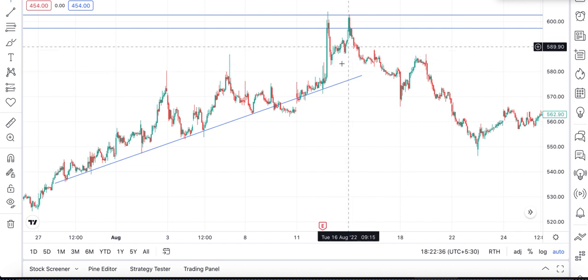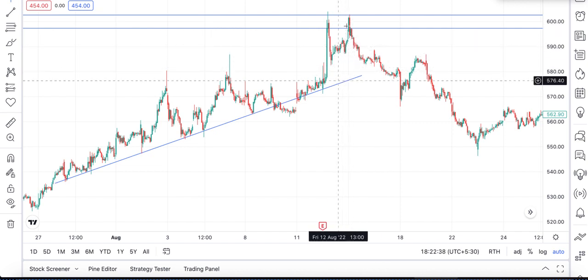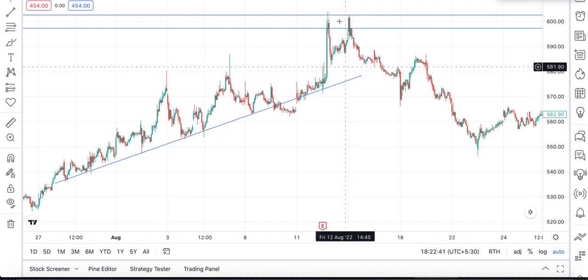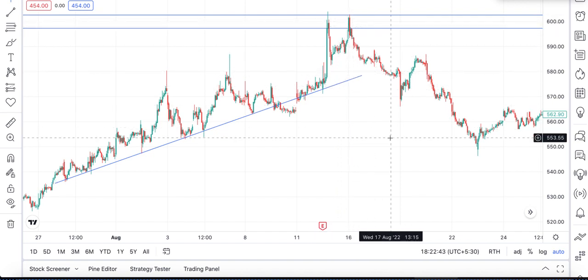And it was pretty easy to see that post this consolidation, the bulls are really not in control and you might basically lose strength from here.